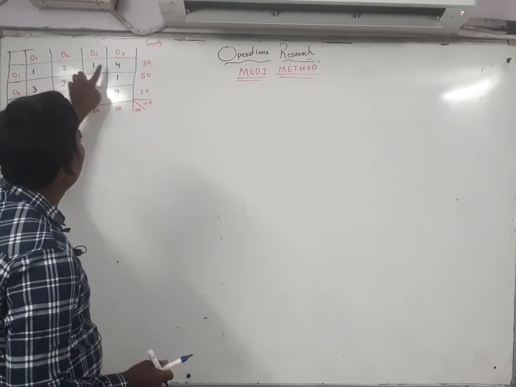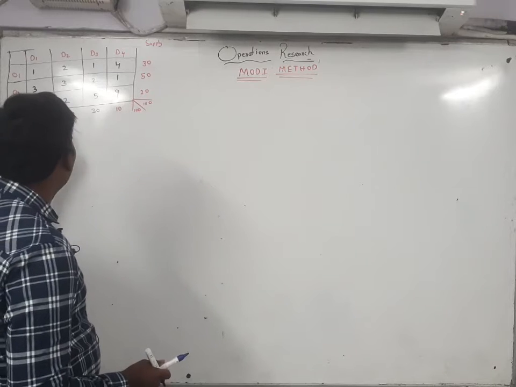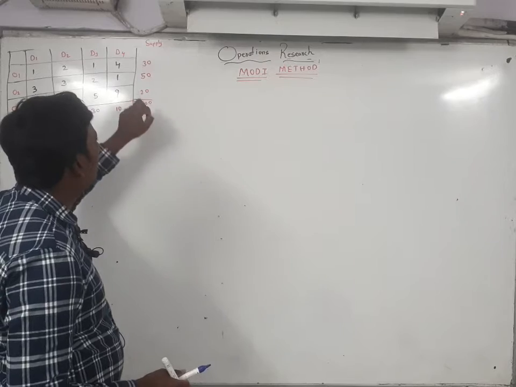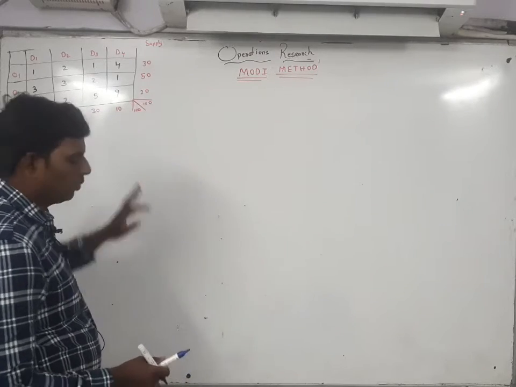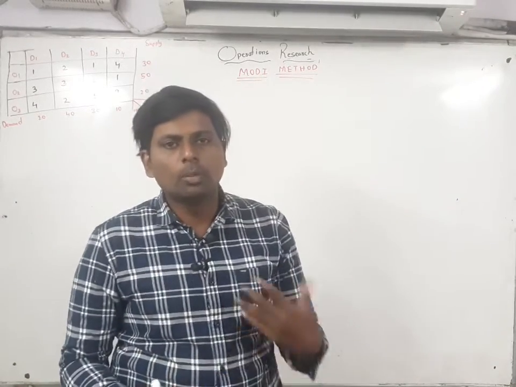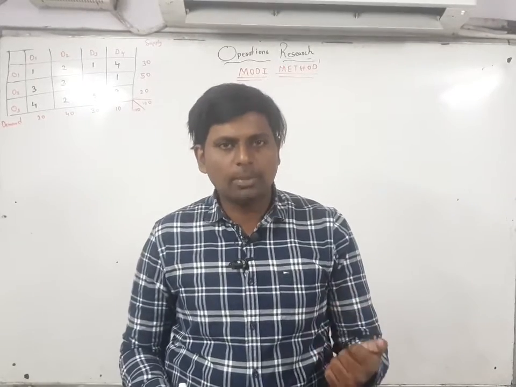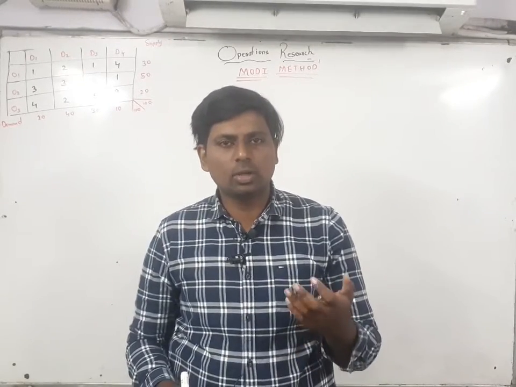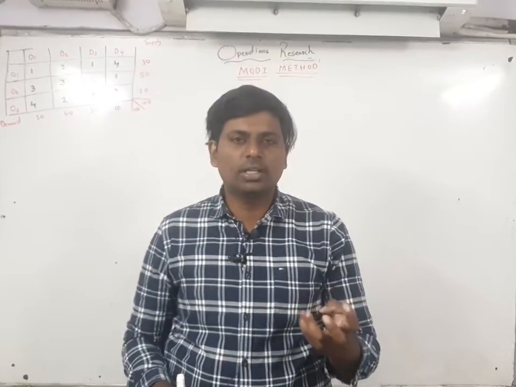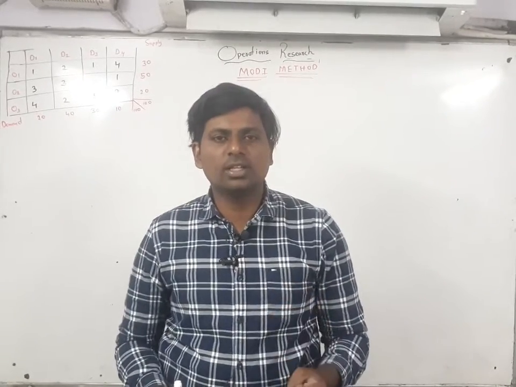Here 1, 2, 1, 4, 3, 3, 2, 1, 4, 2, 5, 9. Here the values are given. What are the values here? 20, 40, 30, 10, 30, 50, 20. The sum of this should be 100 and the sum of this should be 100. So whenever the Modi method is given, what you have to do is, by using any method like the northwest corner method, by using VAM method, or by using least entry method, you can select any method and find out the degeneracy, whether the problem is related to degeneracy or not. So you have to check whether the degeneracy is there or not.